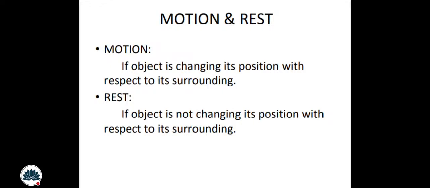So basically, we are starting with our chapter of kinematics. It is for IGCSE and GCE O Levels Physics. 5054 is the code for O Levels.